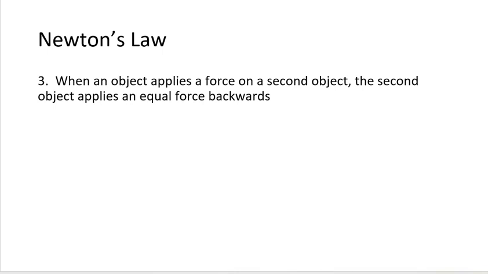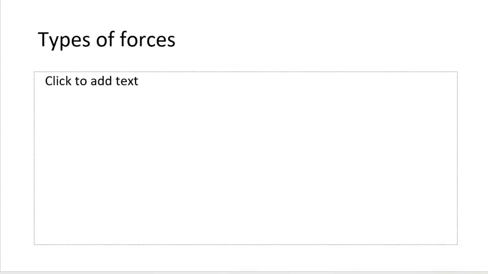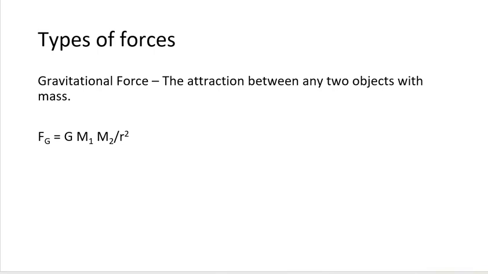But in order to incorporate these laws, we have to look at the different types of forces. And there are so many types of forces out there, we're not going to be able to look at them all. But the first one that we're going to look at is gravity. Gravitational force is the attraction between any two objects with mass, which means every object you could see is pulling on you right now. And you're pulling on it, right?